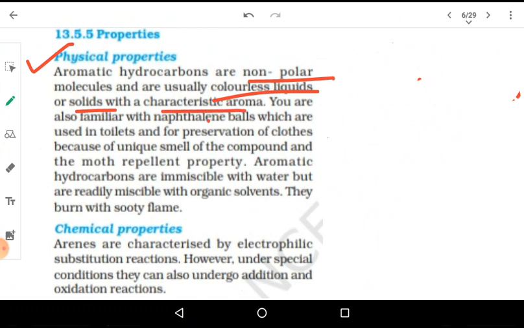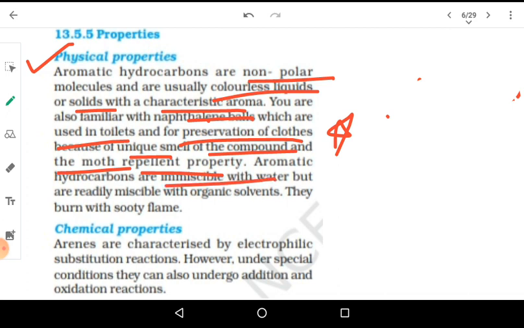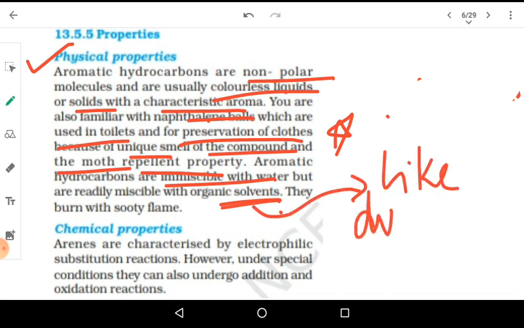Now, naphthalene balls are used in toilets and also for the preservation of clothes because of the unique smell of the compound and its moth repellent property. So this is important about naphthalene balls. These aromatic hydrocarbons are immiscible with water. They do not usually get solubilized in water, but they are miscible, or we can say soluble, in organic solvents. So we can say again that like dissolves like.